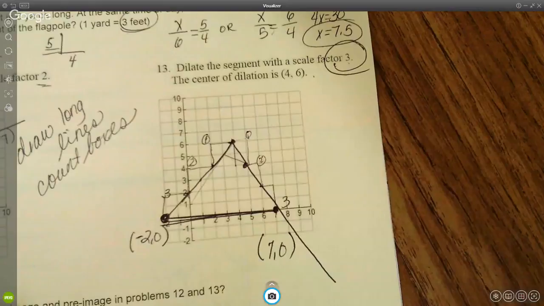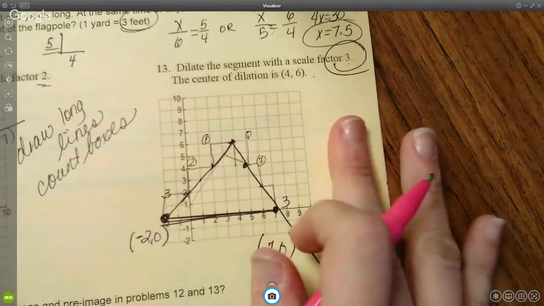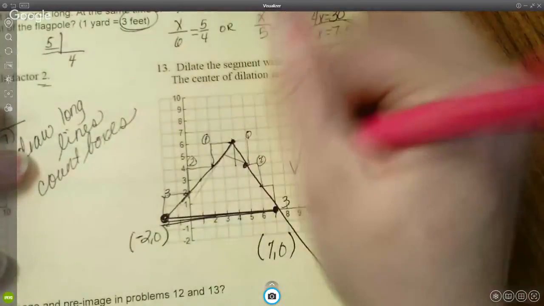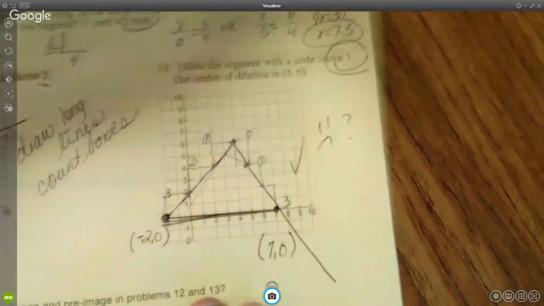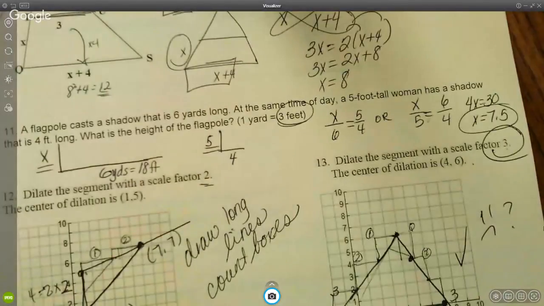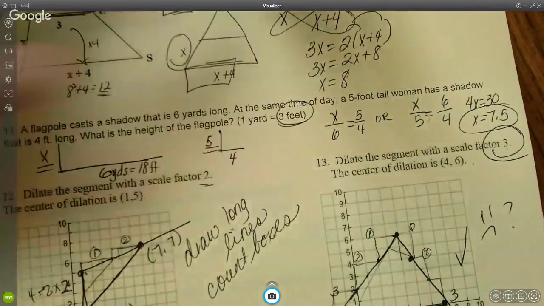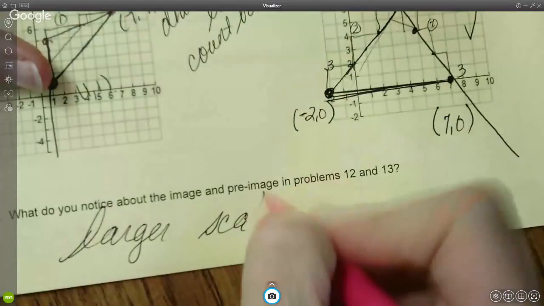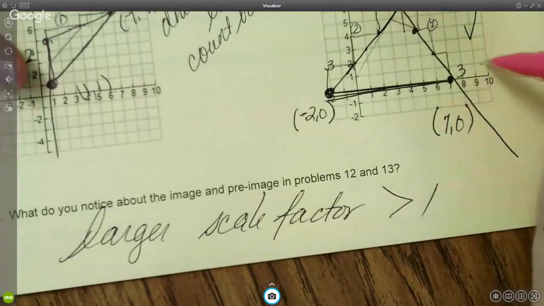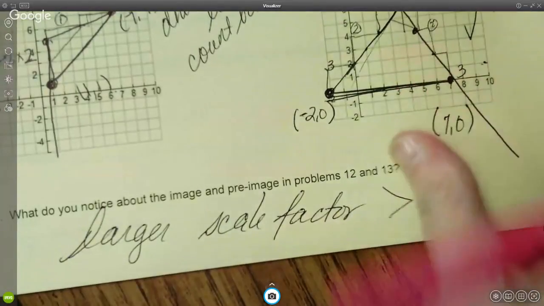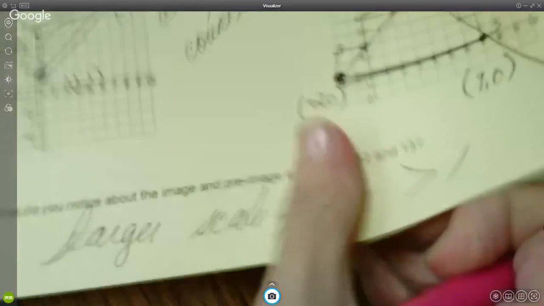That may be wrong because I might not have seen what the line is. I wrote so much over it, I have no idea what the original one is. What do you notice about the pre-image and the image? I would say that they were larger because the scale factor was greater than 1. Again, I'm not so sure about this one simply because I wrote over it and I don't remember what the original line looks like, but we'll keep moving on. You get the idea of how to do that problem.